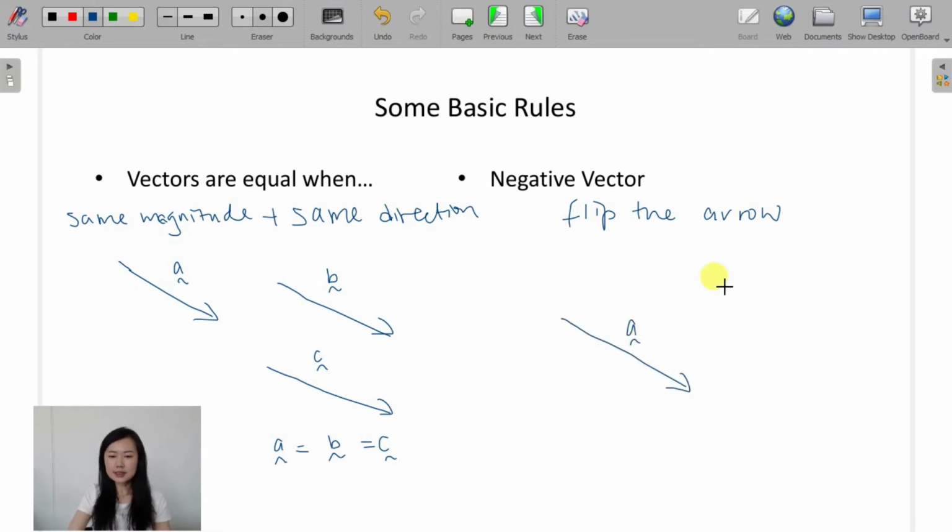Alright, so let's say this is vector A. The negative vector is just flip the arrow. You'll find that I do take a very non-sciencey, non-technical approach with vectors, because at the end of the day, especially for those math students who are not going to apply this in physics, you just need to know enough to answer the questions well, right?